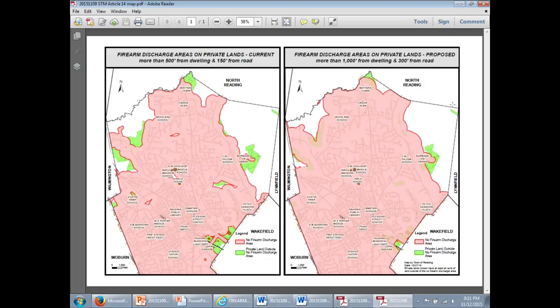In summation, this proposed firearm bylaw, I feel, addresses some pretty common sense issues of where a firearm can be lawfully discharged, is more representative of the close proximity town we live in, and still protects the rights of property owners. Thank you very much.